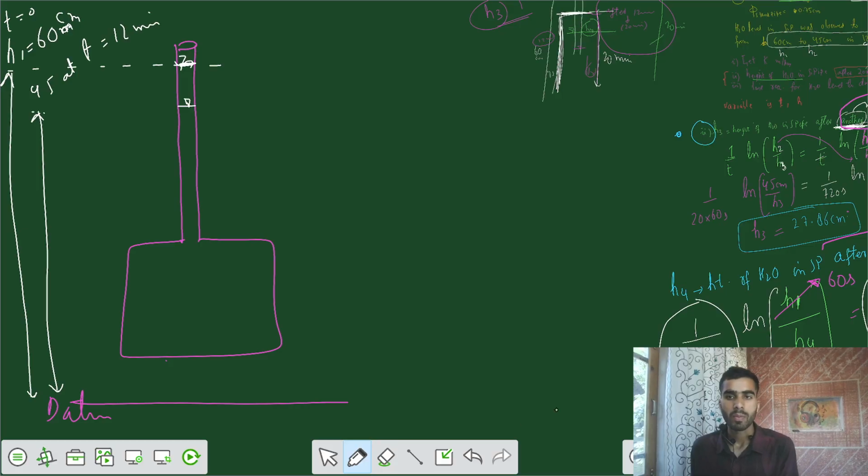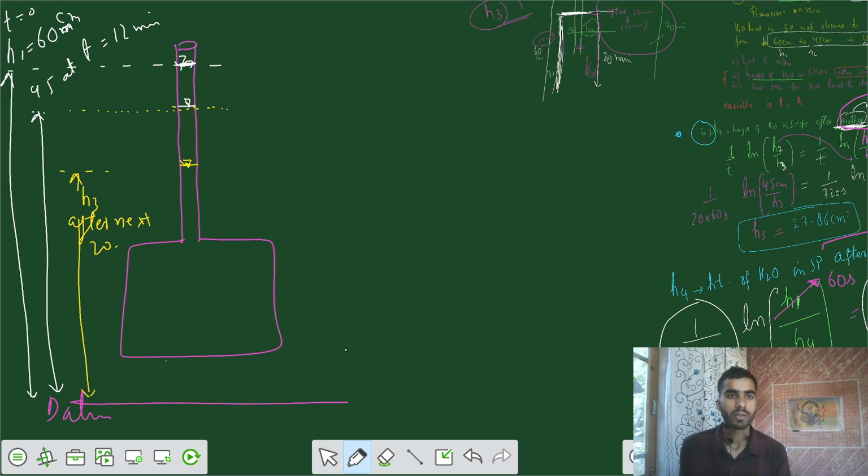Now the problem is saying to get the value of height in the standpipe after 20 minutes. So in the first part I said that if I calculate for another 20 minutes, I'm going to make the start from this point. So there would be some fall of height such that the final value is somewhere here. That's the value of h3 after the next 20 minutes.